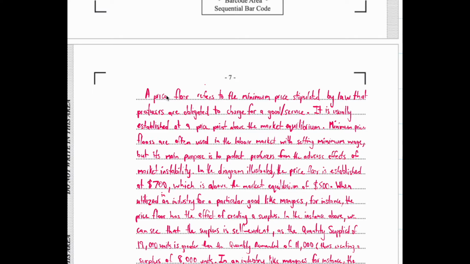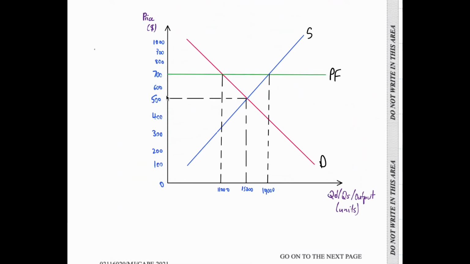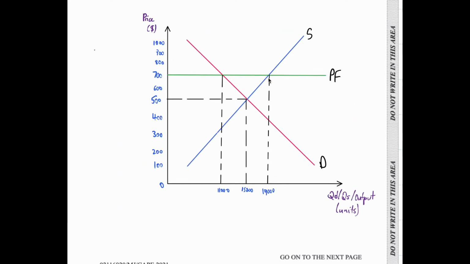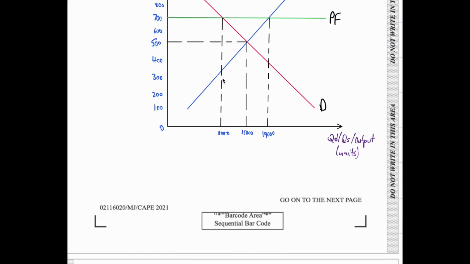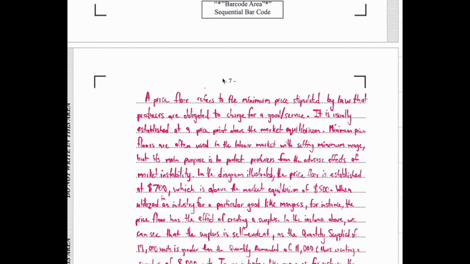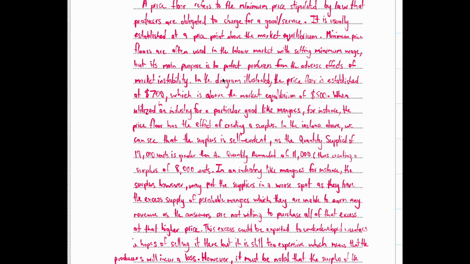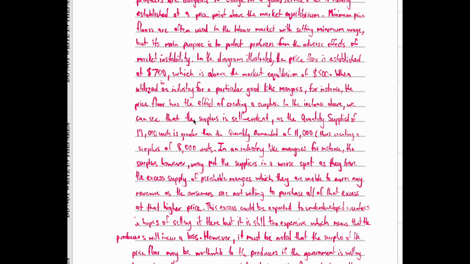When utilizing an industry for a particular good, like for example mangoes, the price floor has the effect of creating a surplus. So as you can see right here, guys, the quantity supplied is greater than the quantity demanded at $700. Right, so that's a surplus. Okay, so in the instance above, we can see that the surplus is self-evident, as I just showed you guys, as the quantity supplied of 19,000 units is greater than the quantity demanded of 11,000 units, creating a surplus of 8,000 units.